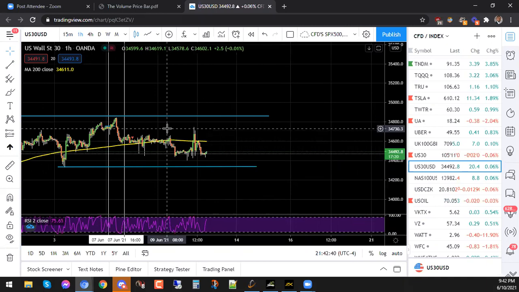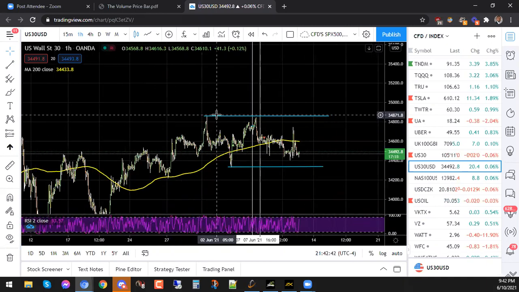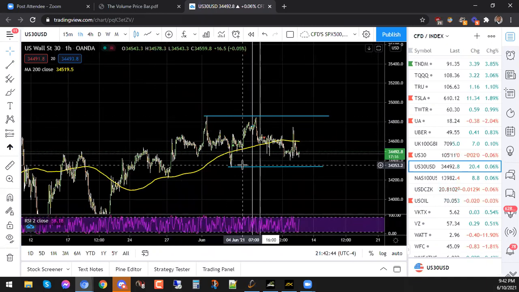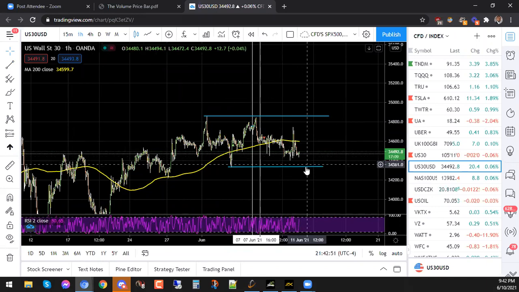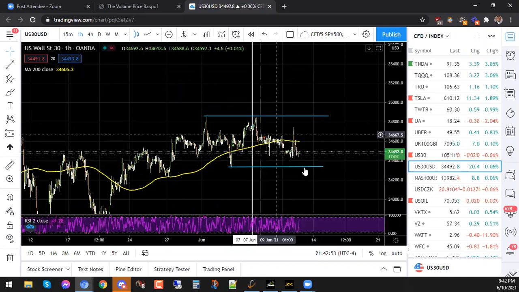See, this is my support. This is my resistance here. This is my support here. So this is a complete wave. This is a complete wave. Price is coming down. It is approaching the end of the wave to the downside.